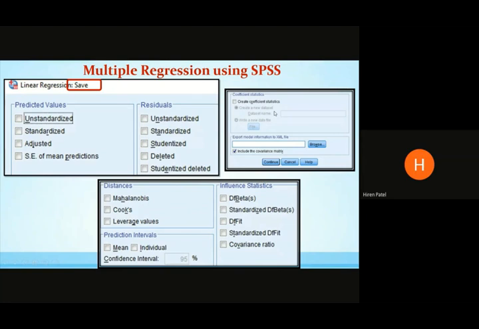And the last thing which you can save is coefficient statistics. So you can create the coefficients in an entirely new file, or you can save it directly in your SPSS file. So these are the possible options to save several variables in your SPSS sheet.